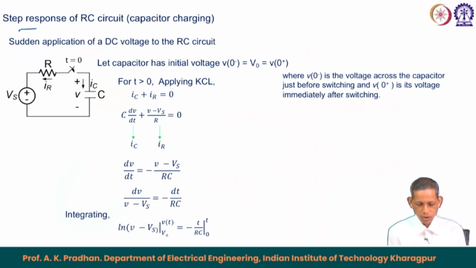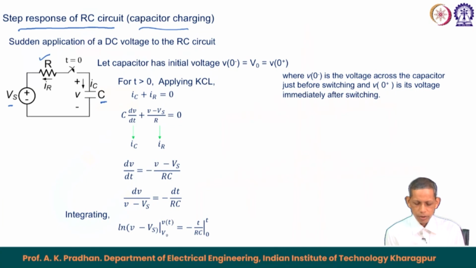So, step response of RC circuit. Earlier we discussed discharging of capacitor, now we are talking about capacitor charging. So, we have a capacitor and we have a DC source and a switch and a resistance R connected in series, and a switch is closed at t equals to 0, let us say.